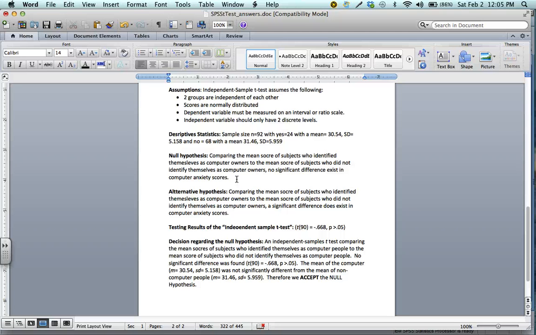The alternate, so you have the opposite there. Your alternate hypothesis is comparing the mean scores of subjects who identified themselves as computer owners to the mean score of subjects who did not identify themselves as computer owners. A significant difference does exist in computer anxiety scores. That was the opposite. So the testing of the independence here resulted in this statistic here. So we have our t, with 90 inside the parentheses, which is our degrees of freedom. Then we have our t-statistic, which is negative 0.668, and we're saying that our p-value is greater than 0.05.